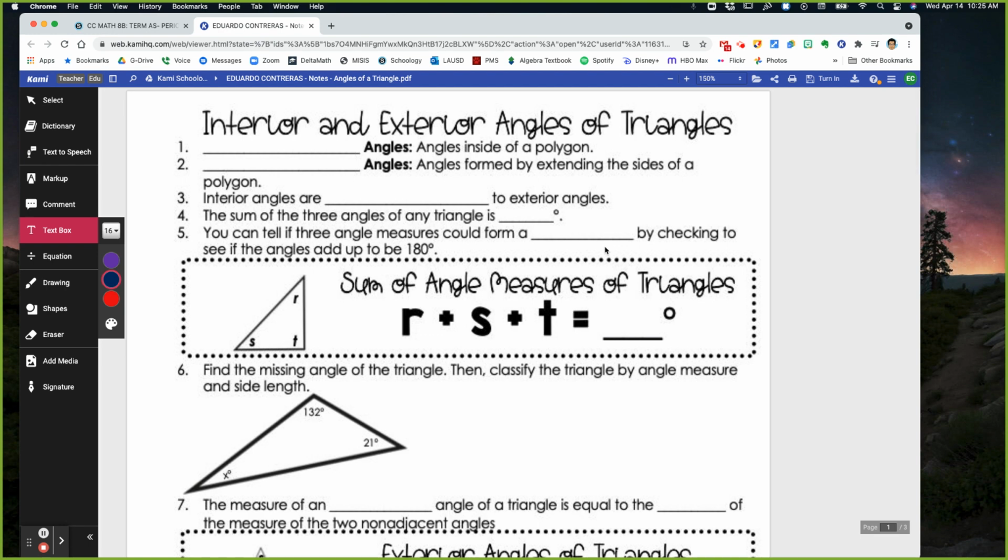So we're going to talk about angles, specifically angles of triangles. And they're going to be the interior and exterior angles. So let's begin with that. All right, let's talk about interior angles to begin with.